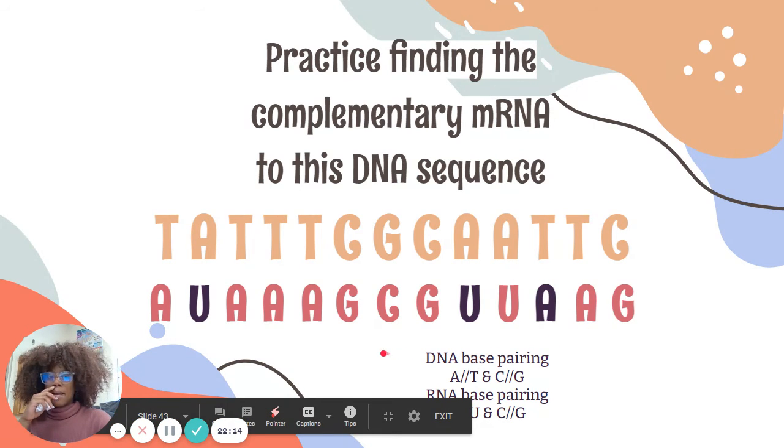Okay, so again, DNA base pairing, apples on trees, cars in the garage. RNA base pairing is AU and cars in the garage. So C and G always go together. The only thing you have to remember is that RNA has U, DNA has T.